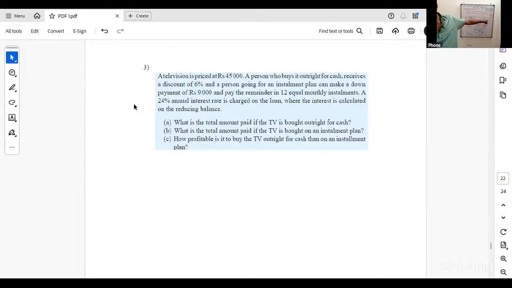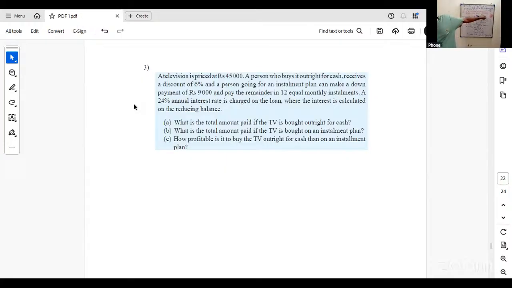He has paid 9,000 advance. So the total amount that he has to pay after that is 40,680, plus the advance amount that he paid. So what's the total amount? 49,680. Right. So this is the total amount he has to pay in installment plan.